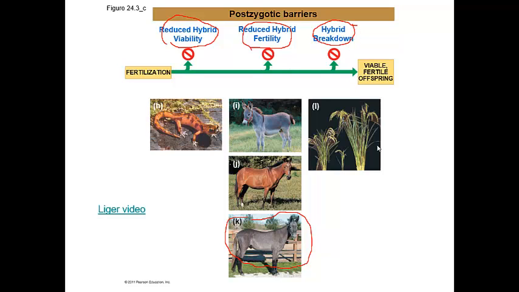Sometimes the first generation of hybrids is actually fertile, but then the second generation will either be sterile or they'll go through a reduced viability. They'll fail to fully develop. In either case, these prezygotic and these postzygotic barriers are going to prevent different species from mating with one another, and they're going to maintain biodiversity.